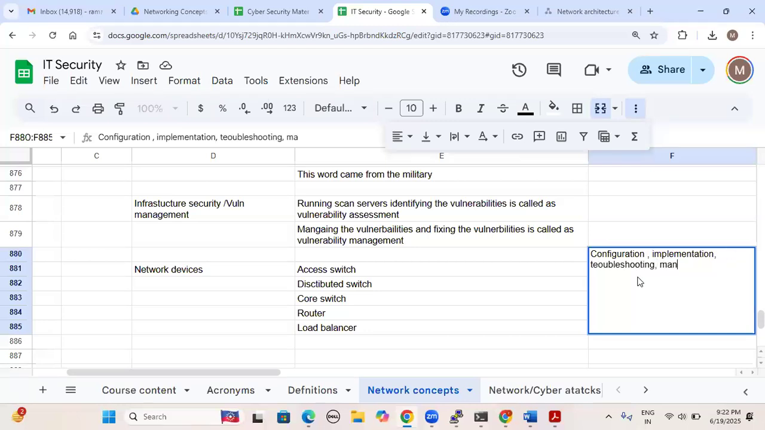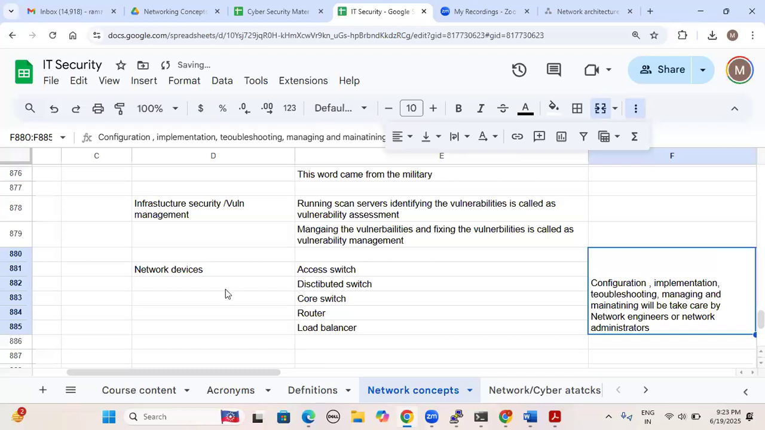managing and maintaining. Managing and maintaining meaning here upgrading of the routers, upgrading of the switches, or whenever any maintenance will occur. So taking care of those maintenance also. Managing and maintaining will be taken care by network engineers or network administrators. So that is about network devices.